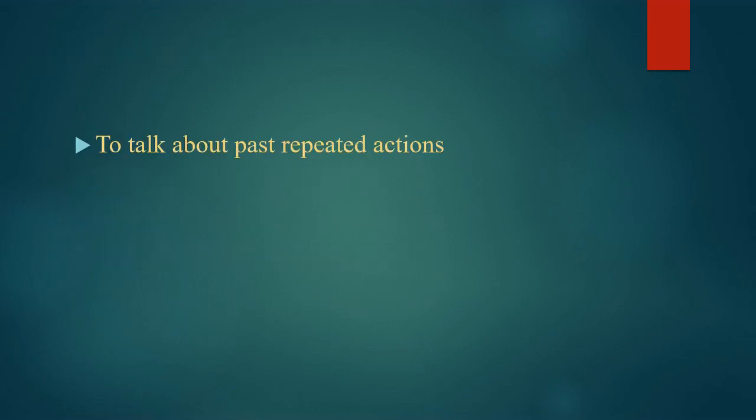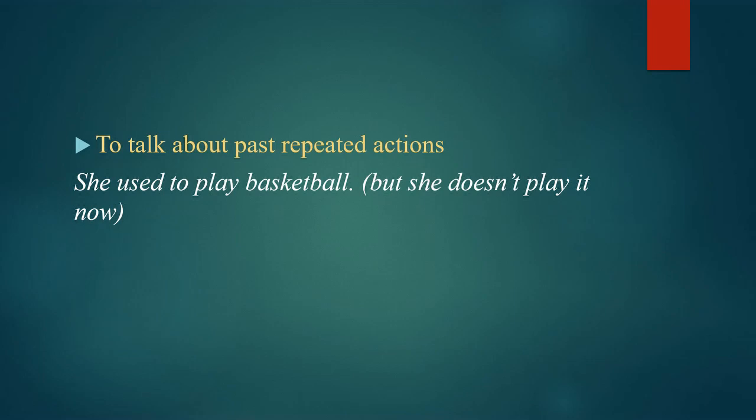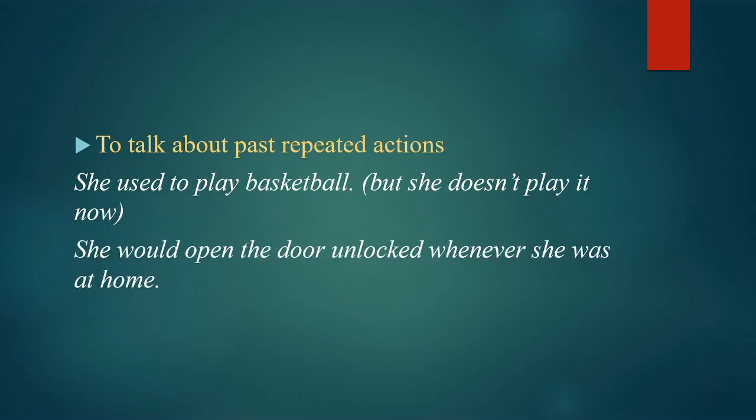So when do we use used to or would? To talk about past repeated actions, some actions that repeatedly happened in the past. For example, she used to play basketball, but she doesn't play it now, of course, but in the past, repeatedly, she played basketball. She would open the door unlocked whenever she was at home. Repeatedly, she did that action. It was something that she did repeatedly.